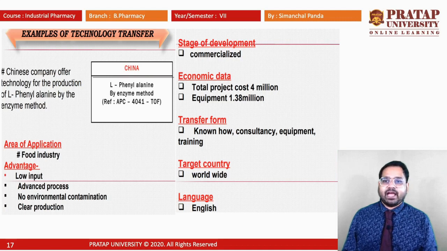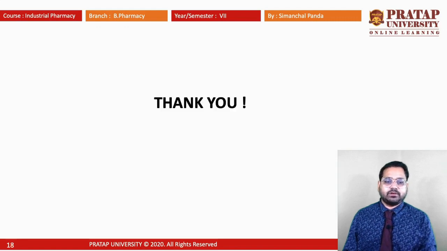A Chinese company has prepared L-phenylalanine by the enzyme method. This company offered technology for the production of this particular ingredient by the enzymatic method. The application area was found to be the food industry. The advantages found were low input, advanced process, no environmental contamination, clean production. The stage of development is ready for commercialization. Economic data: the project cost is nearly 4 million, equipped with 1.38 million. The transfer form is know-how, consultancy, equipment and training, and the target countries are worldwide. The language used for this is English.